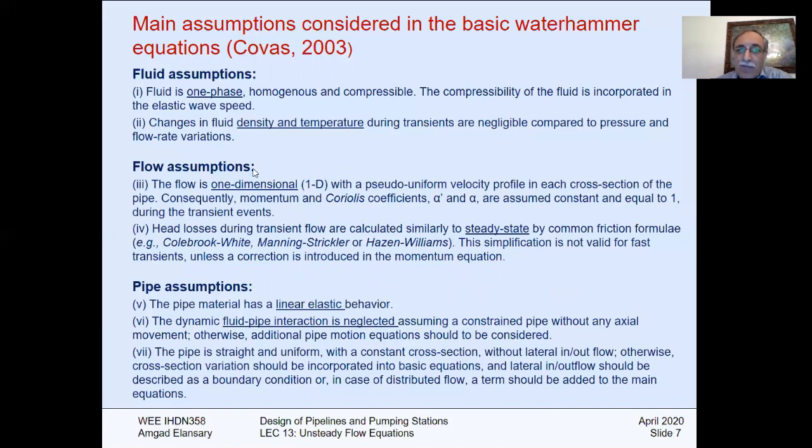In the flow assumptions, the flow is one-dimensional, and the head losses are the major point here. We are using the head loss term as a steady state friction formula, and we're going to learn what that means. Remember, in recent research, the steady state friction formula cannot hold when you have a very fast transient, so a more advanced formula has to be used there. With respect to the pipe assumptions, the pipe material has linear elastic behavior. Fluid-structure interaction is not considered here; we don't have that into consideration. And the pipe is straight and uniform and all that.